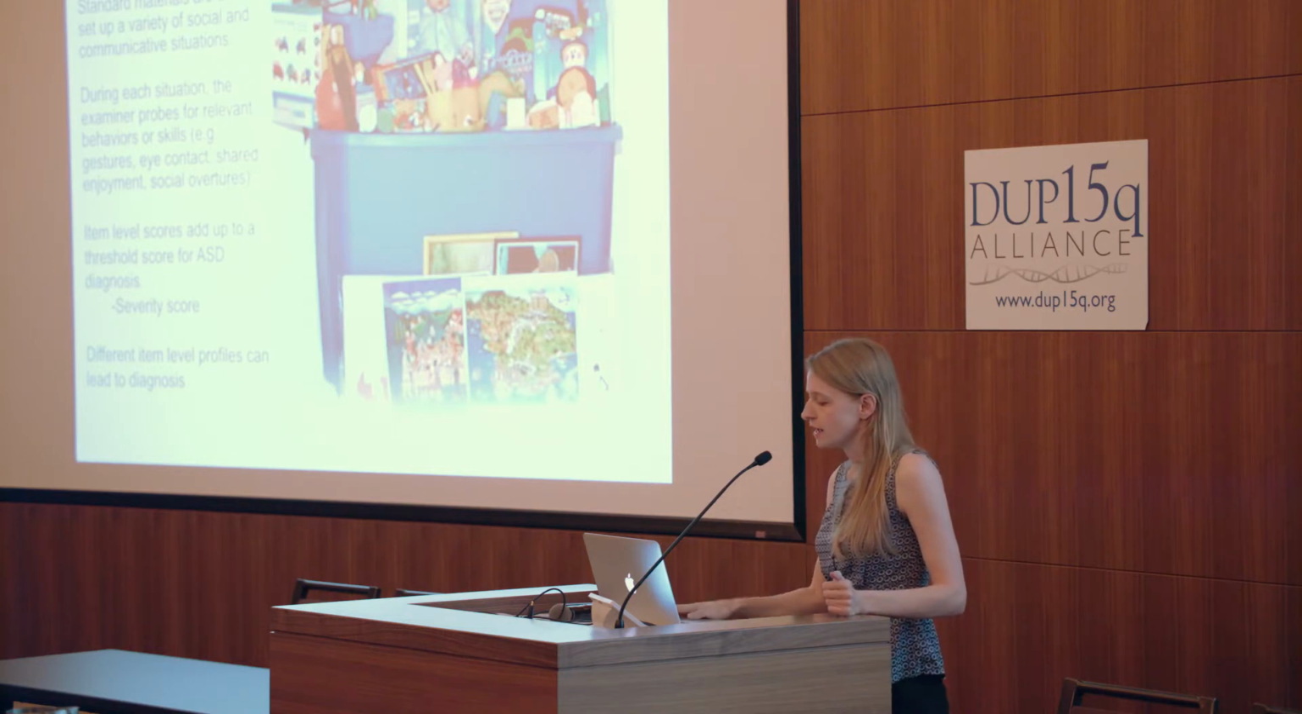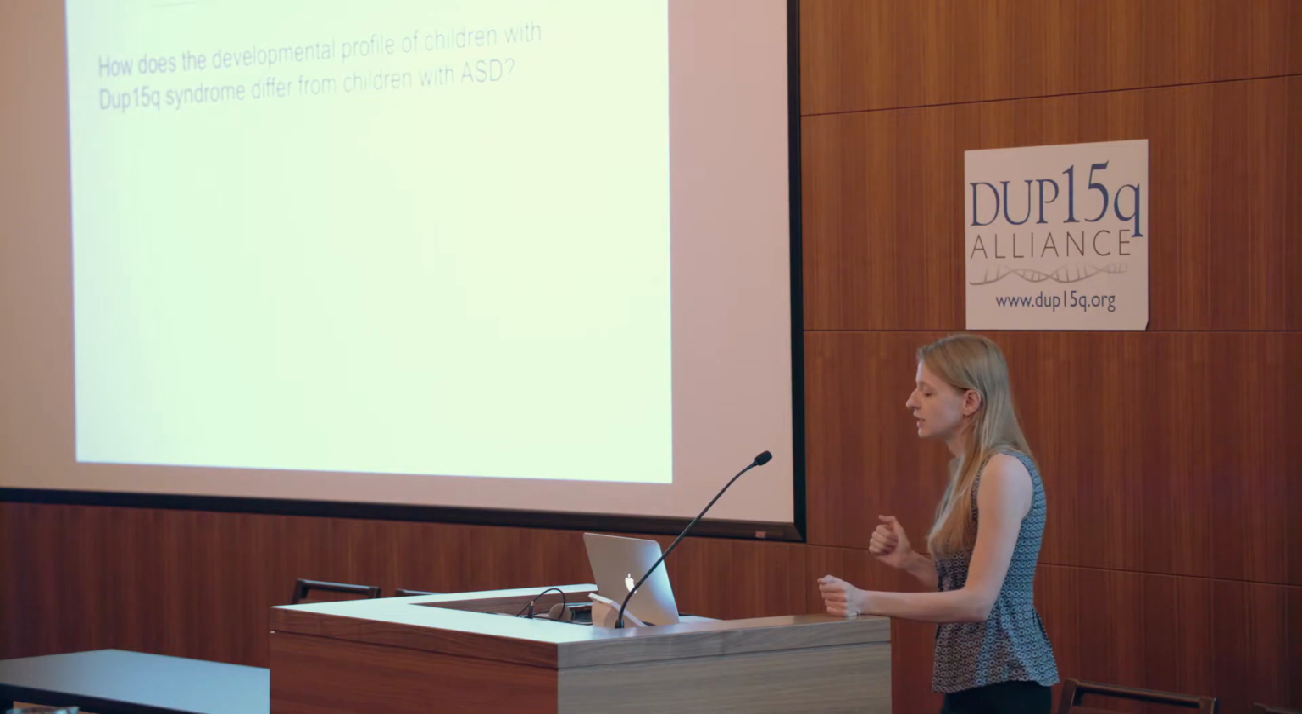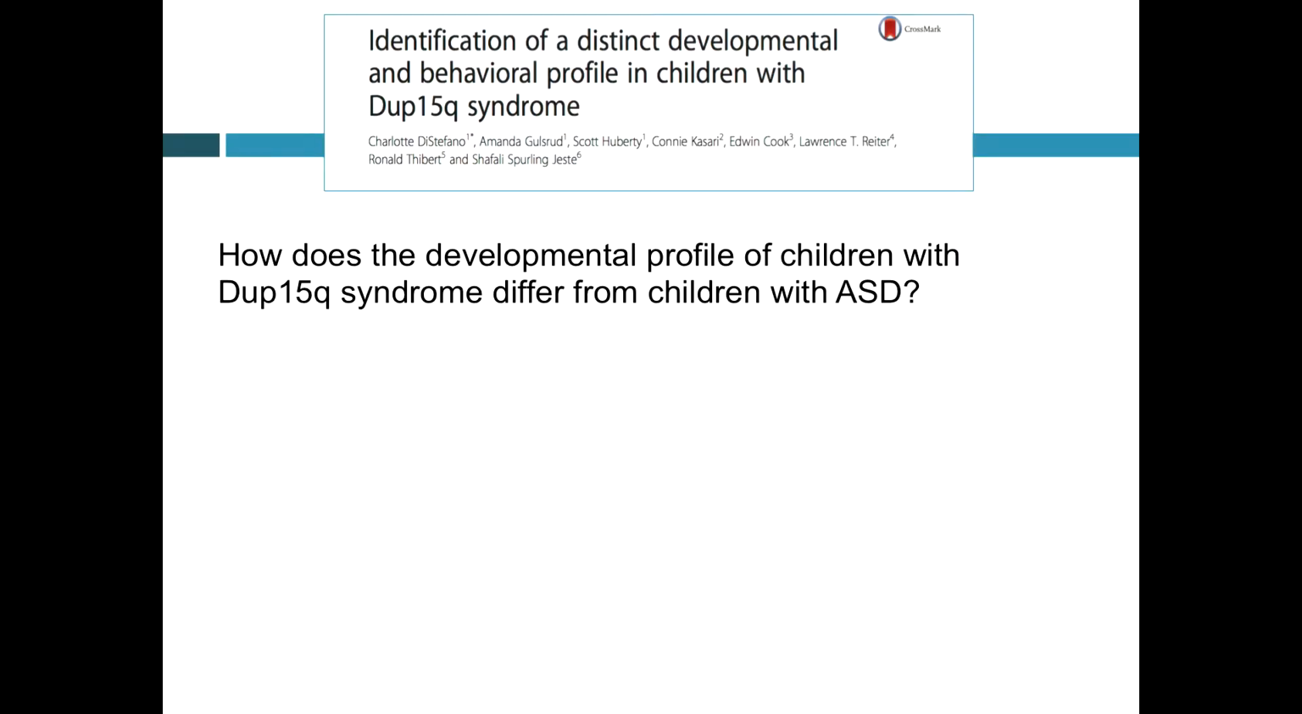So with that in mind, we were interested in looking at how there might be distinct developmental profiles in kids with Dup15q syndrome compared with kids with non-syndromic autism. So this was a paper that we published last year, and we really wanted to take a fine-grained look at not just saying, okay, these kids with Dup15q meet thresholds for autism, but if we look a little more deeply, and we have a matched sample of kids with non-syndromic ASD, do we see the exact same patterns? Can we find any differences?